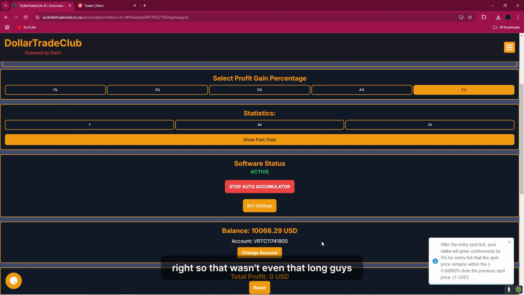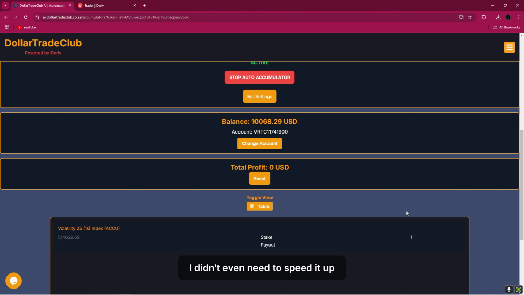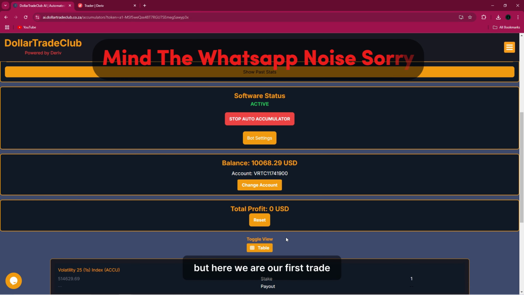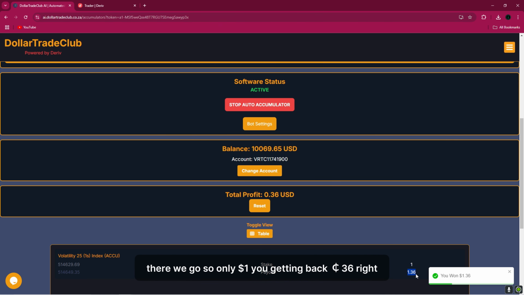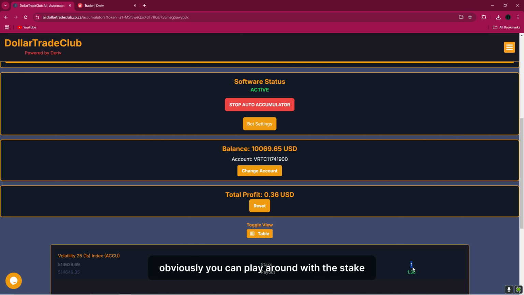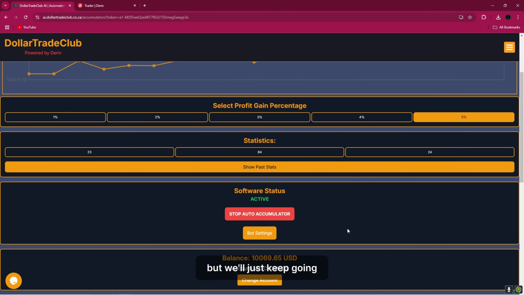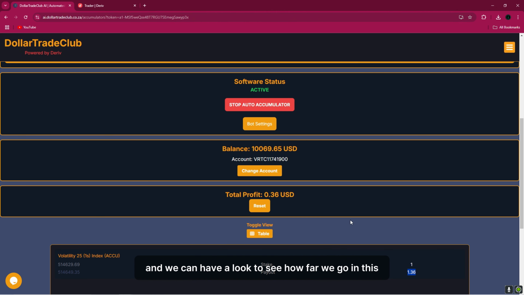Alright, so that wasn't even that long, guys. I didn't even need to speed it up, but here we are, our first trade, and as you can see, it should hit take profit. There we go. So on a $1, you're getting back 36 cents, right? Obviously, you can play around with the stake depending on your account size, but we'll just keep going and we can have a look to see how far we go in this.